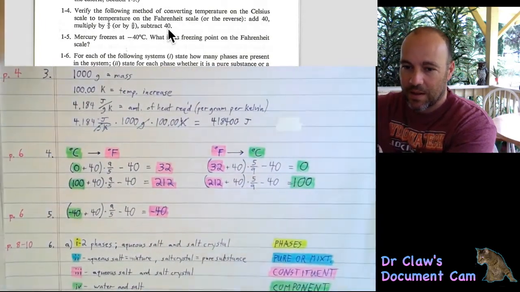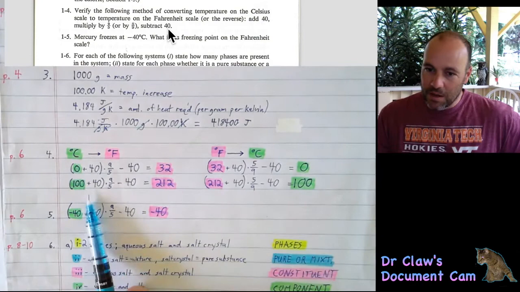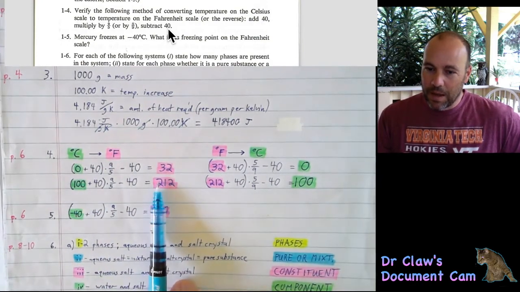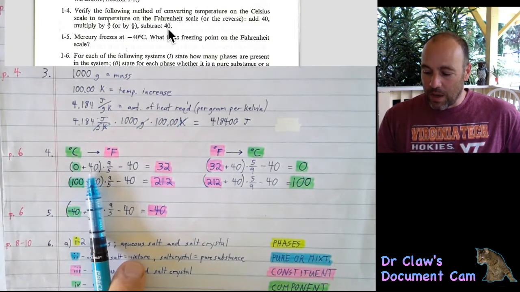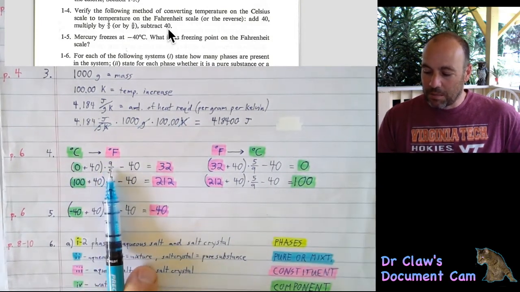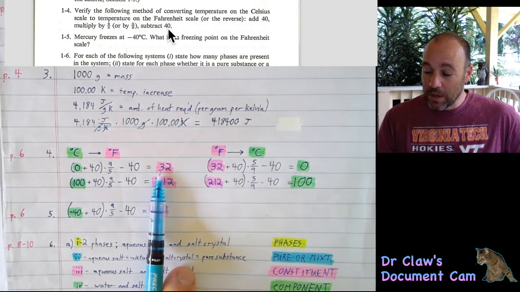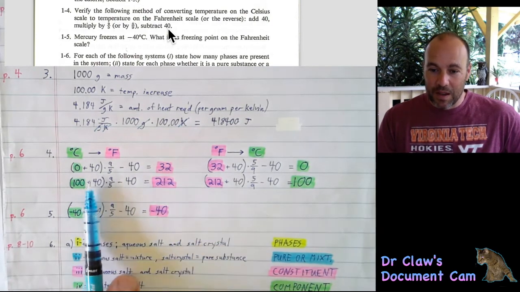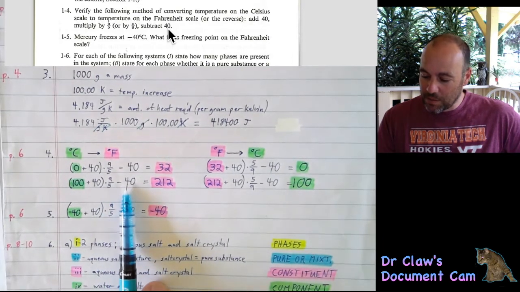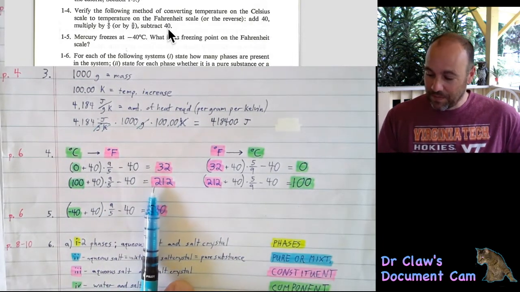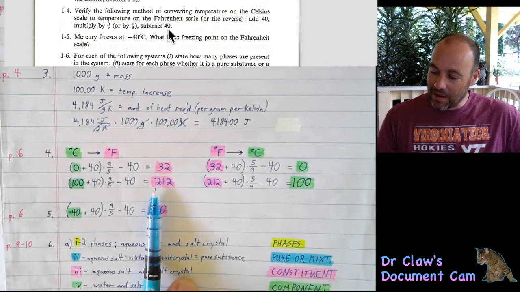Celsius is color-coded green, Fahrenheit's color-coded pink. So to go from Celsius to Fahrenheit, 0, we add 40, multiply the result by 9/5, and then we subtract 40, and we do in fact get 32. And to do 100, you add 40, multiply the result by 9/5, and then you subtract 40, and you do get 212. And then you can go back again.